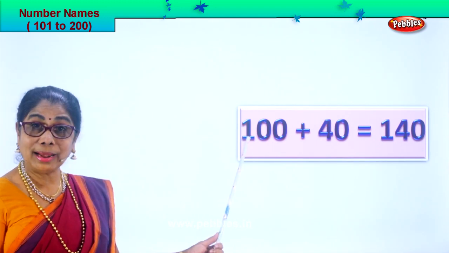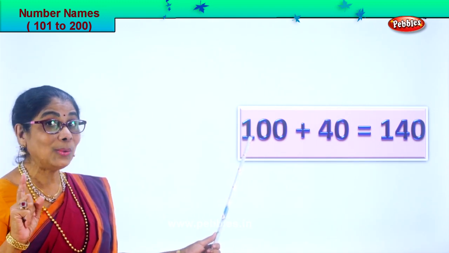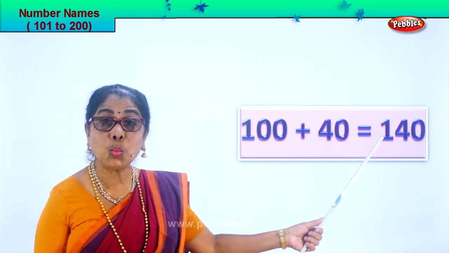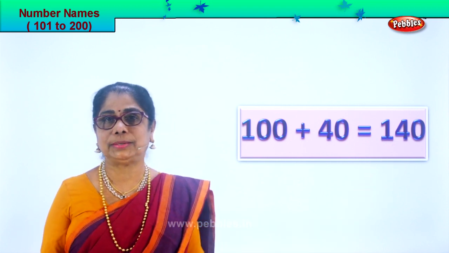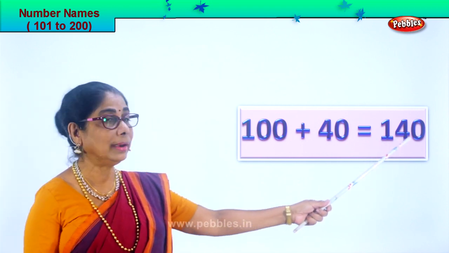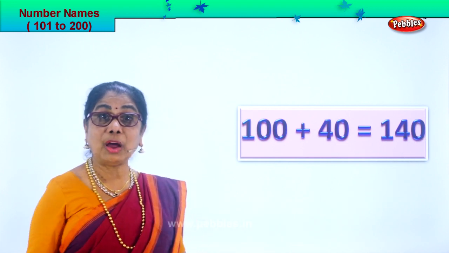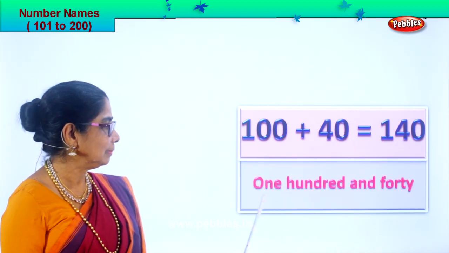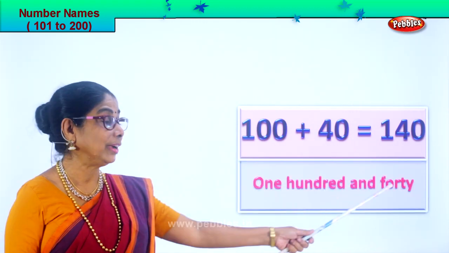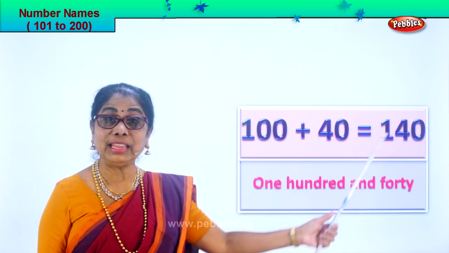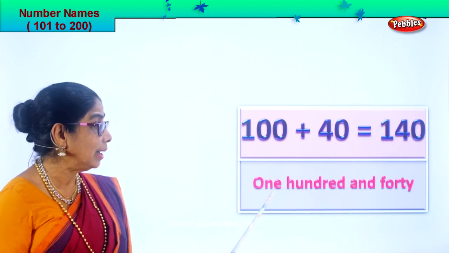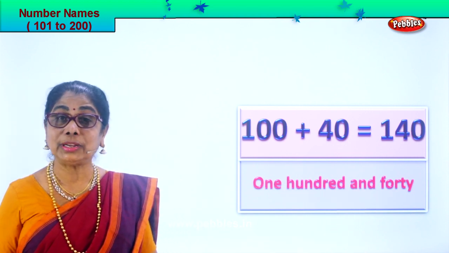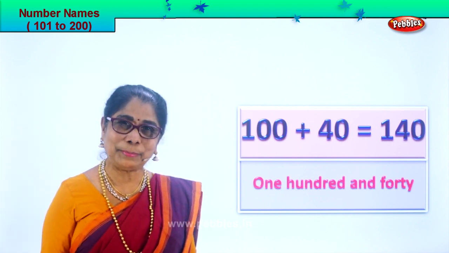Look. 100. Three-digit number. 100 plus 40. Equal to 140. Read it. 140. That's the number. How do we write its name? Number 140. How do we write its name? F-O-R-T-Y, 40. Good. Let's go on to our next number.